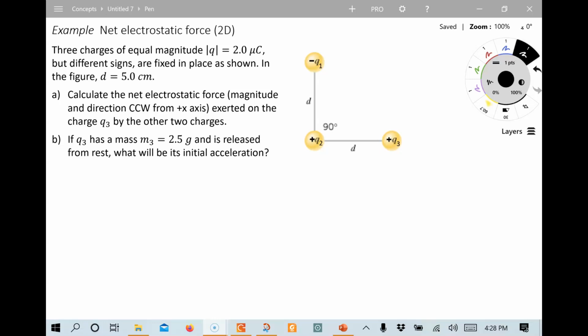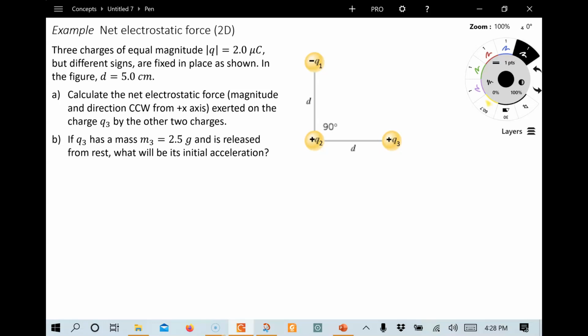In the first part, we're going to see how we need to use vector addition in two dimensions to be able to calculate the net force on charge Q3 due to its interaction with the other two charges. In part B, we're going to understand how that net force on Q3 affects the acceleration of Q3 if it's allowed to move. So we assume, as usual, we've got these three charges, they're fixed in place, and we want to try to visualize this problem.